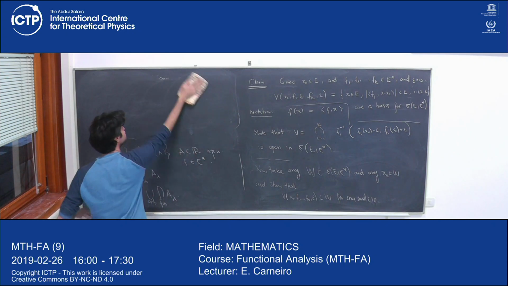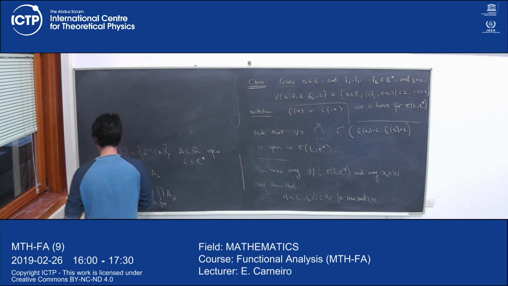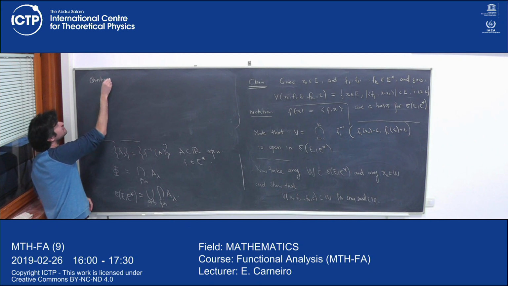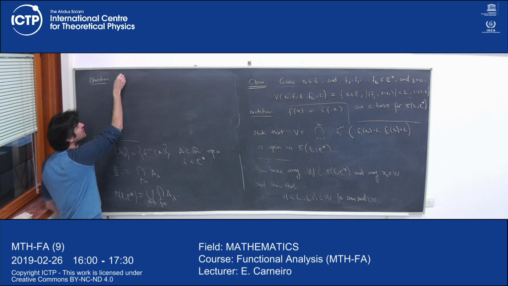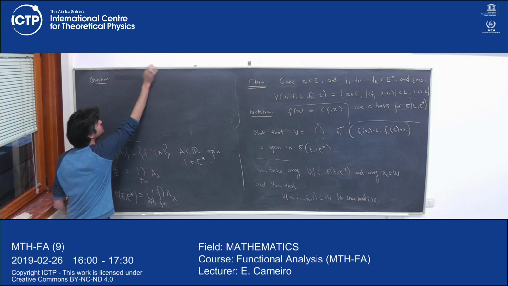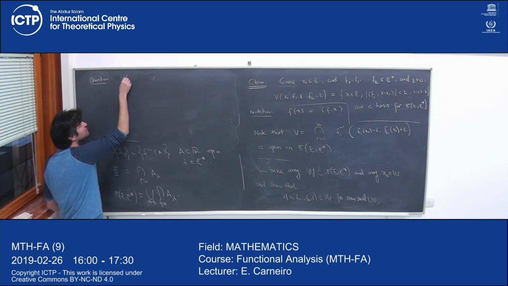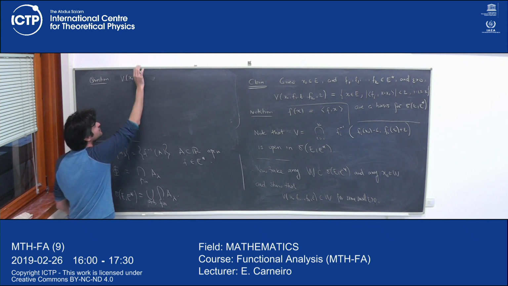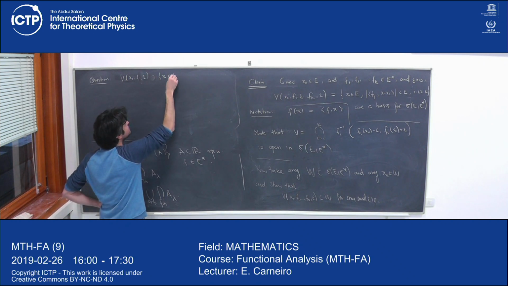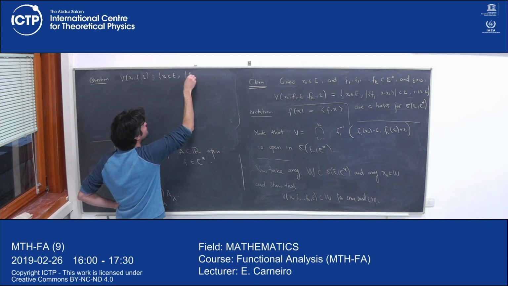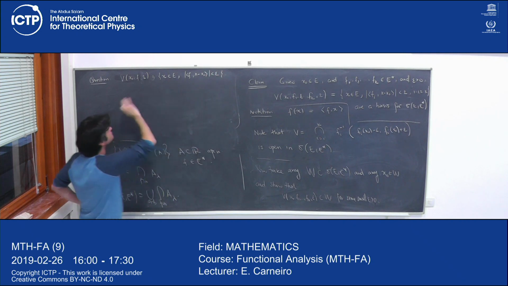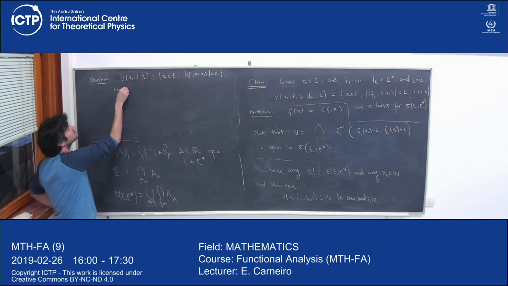I don't want to erase the definition here because this is what we discuss. So the question that you asked is whether the sets of the form V of, say, x0, f and epsilon, which is just the set of x in E such that |f(x) - f(x0)| is less than epsilon, form a basis.